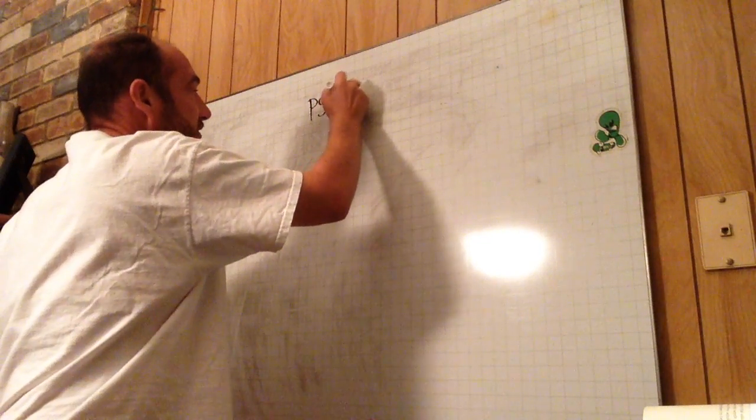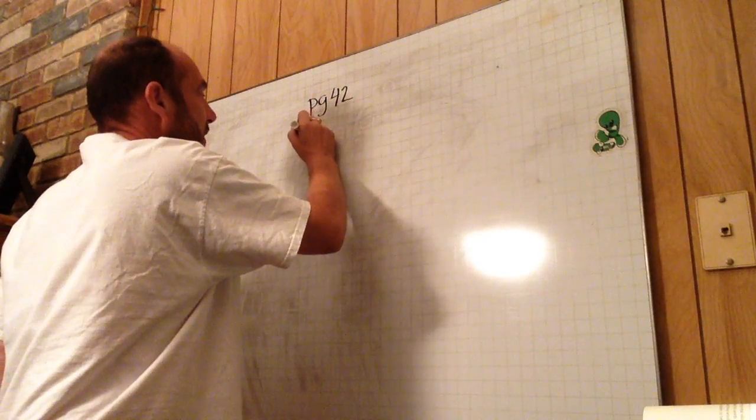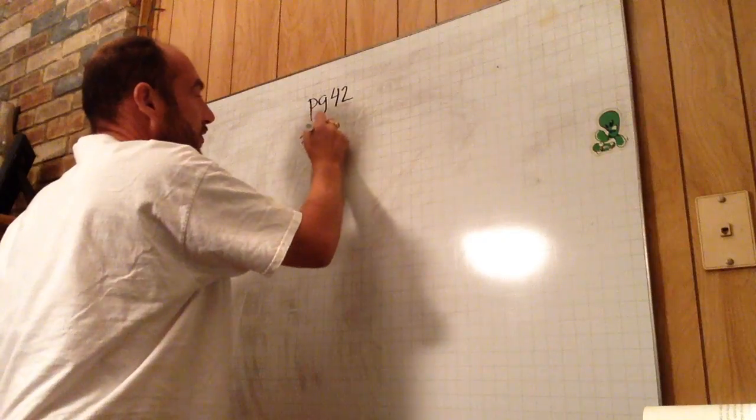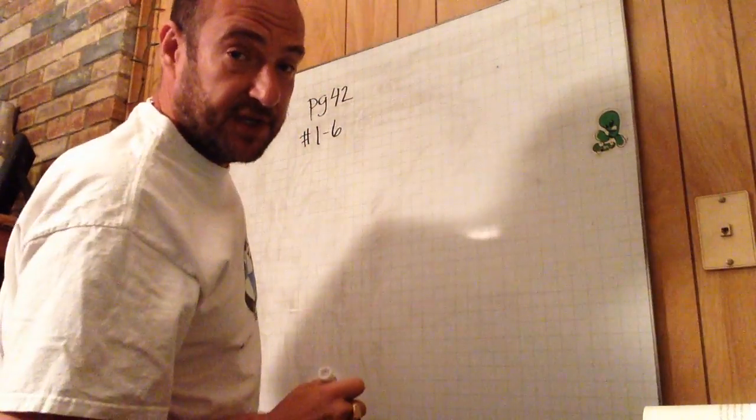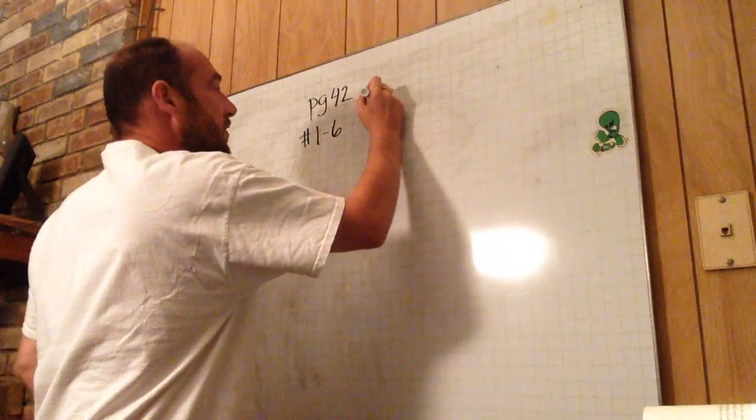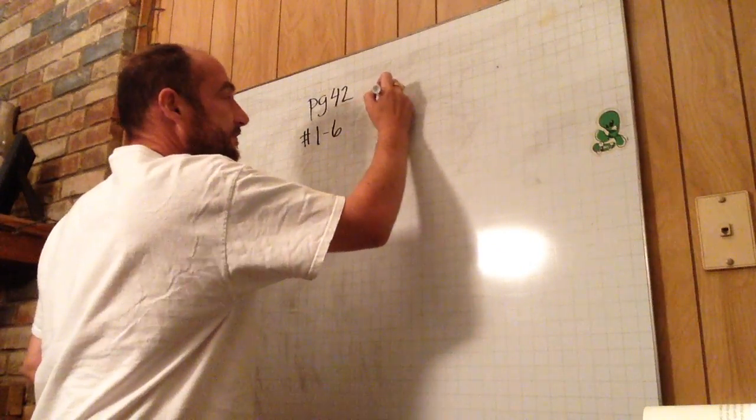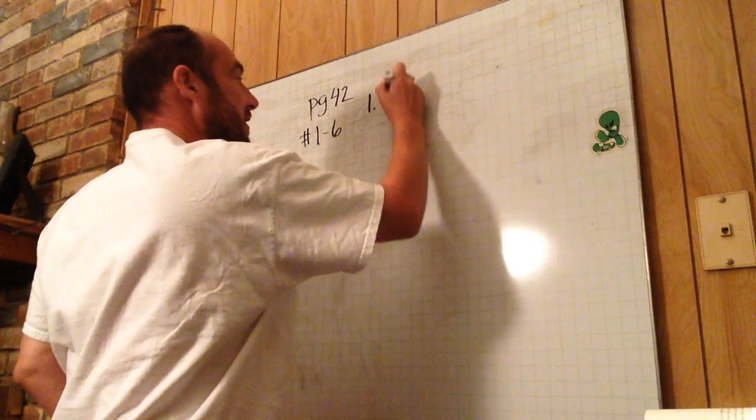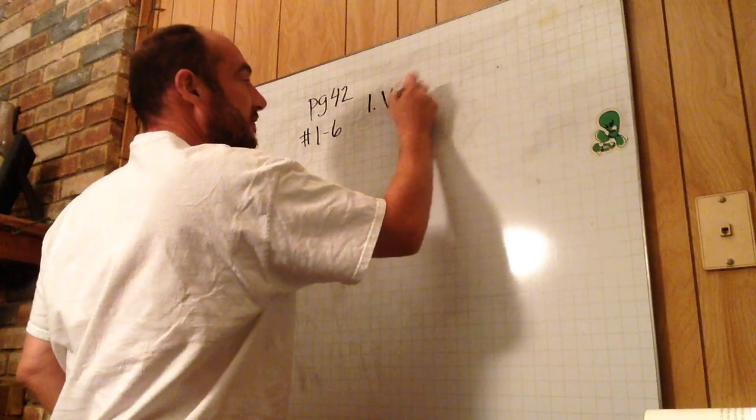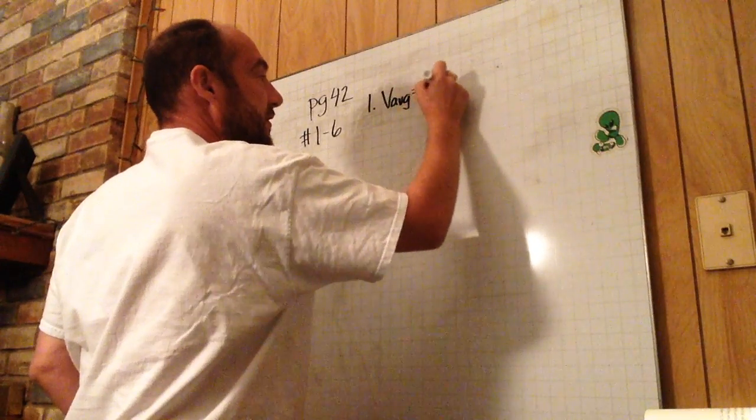Page 42. Your problems are number 1 through 6. That is A and B included. So we're going to start off with number 1. Number 1, I have my book here. Says that Heather and Matthew walk with an average velocity of 0.98 meters per second eastward. So that is my average velocity equals 0.9.